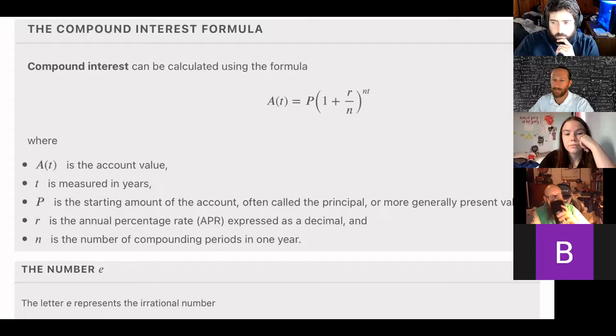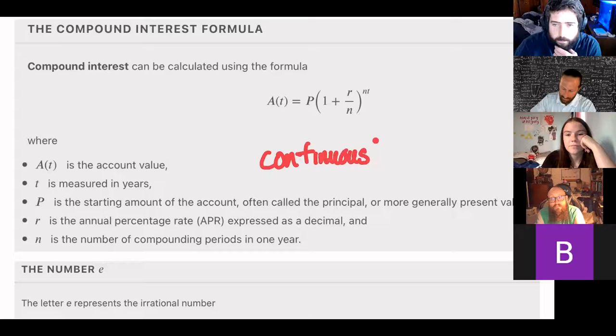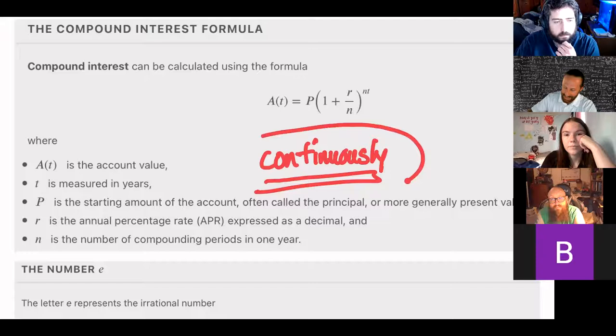What would be better than once a month? Every day. You know what? I can do you one better, Brian. How about every hour of every day? Yep. Every minute? Every second. How about every second of every second, Drew? How would we say that instead of every second? What does that mean you're earning interest? It's called continuously. You are continuously now, pay me.